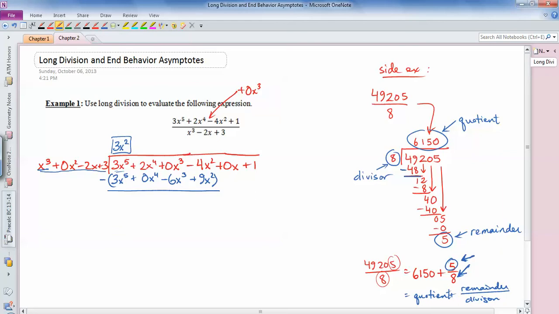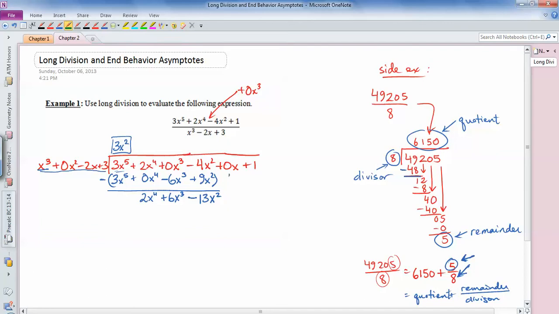The mistake students make, they always subtract the first 2 terms, and then for some reason they start adding. Just remember that minus distributes to everything here. So it's 3x to the 5th minus 3x to the 5th, those go away. 2x to the 4th minus 0x to the 4th is 2x to the 4th. 0 minus negative 6 is really a positive 6x cubed. And negative 4 minus positive 9x squared will be negative 13x squared. So just keep that in mind.